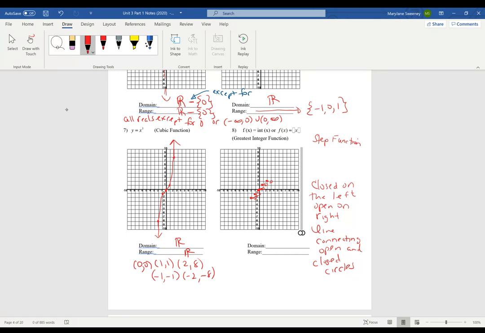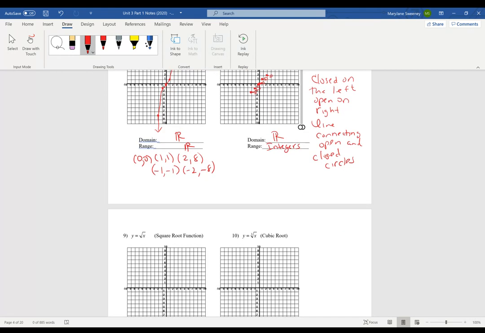This looks a little weird. This should be a double hard bracket. So one way they write it, f of x equals, and it looks like that. Or sometimes you'll see it as int of x. The domain is all reals, and the range is the integers. So that's why it's at steps. It's at 0, it's at 1, it's at 2, it's down at -1, it's down at -2. There are steps to it.